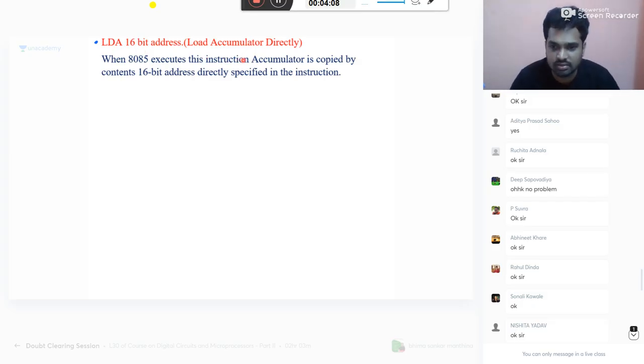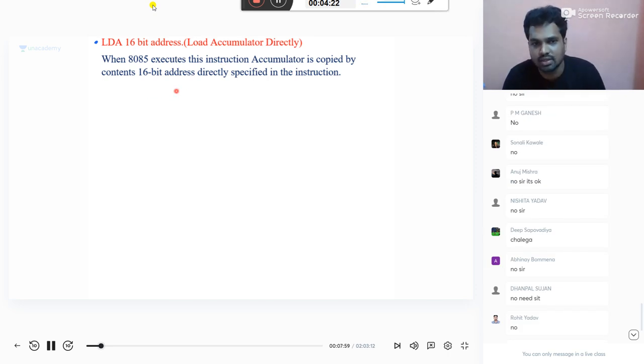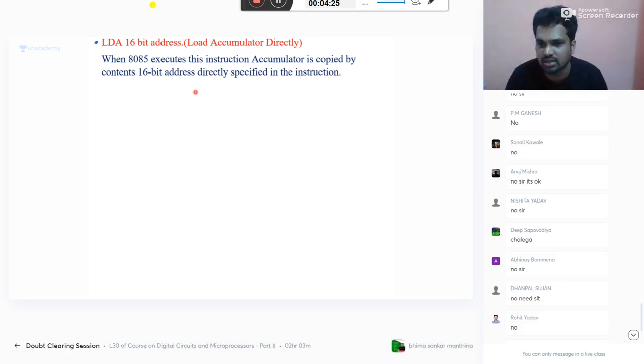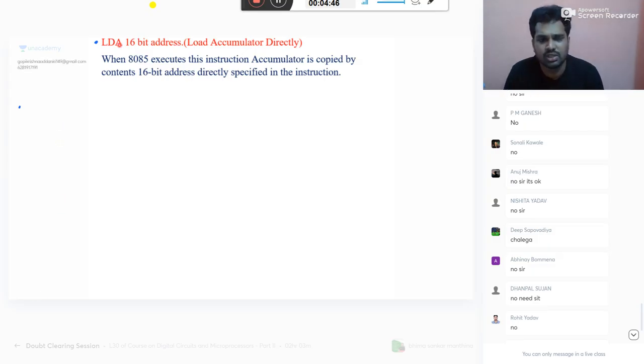LDA 16-bit address. LDA 16-bit address. Fan noise is more. Shall I switch off? The instruction means the accumulator is copied with the contents of the 16-bit address directly specified in the instruction. Okay. All right. So now, forget about this, don't read this. Let me explain the things properly.